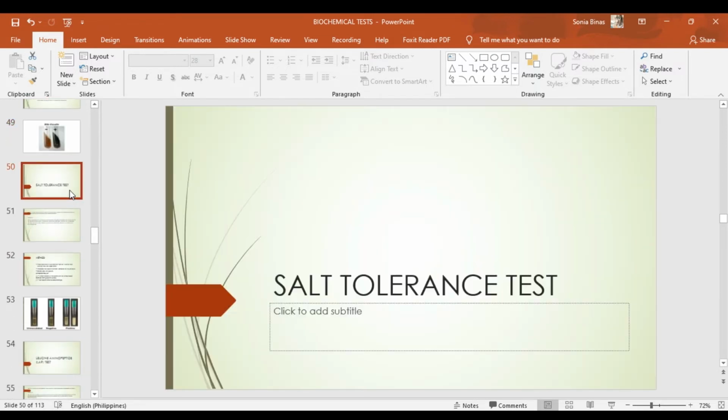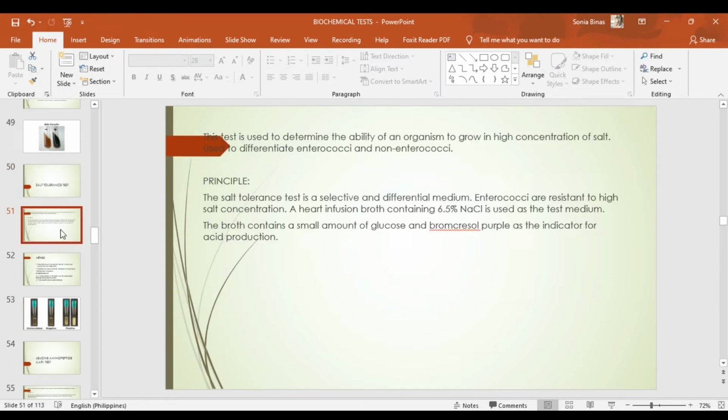Next is our salt tolerance test. This test is used to determine the ability of an organism to grow in a high concentration of salt. It is used to differentiate enterococci and non-enterococci. So, the salt tolerance test is a selective and differential medium. Enterococci are resistant to high concentrations of salt.